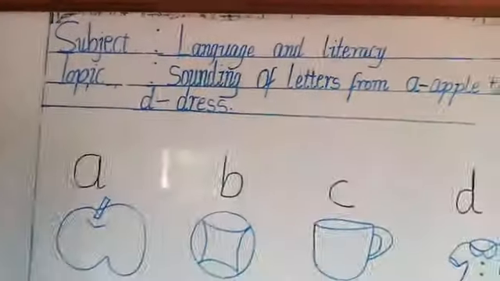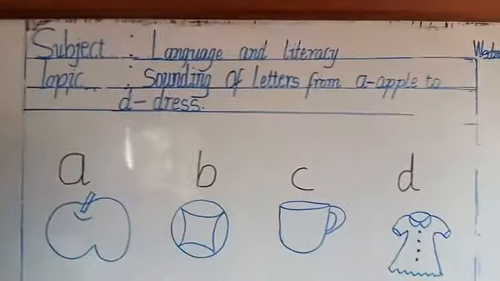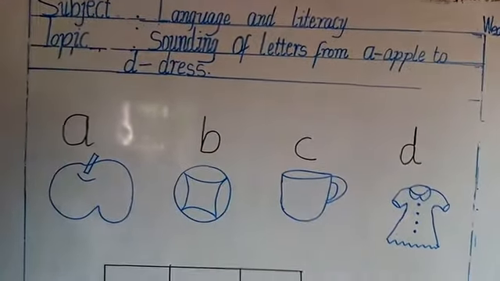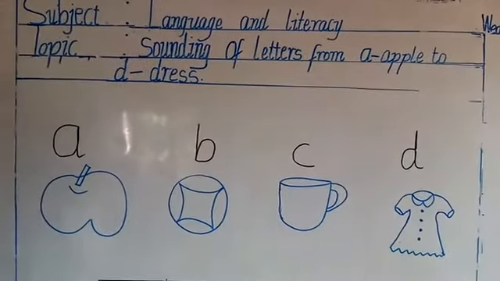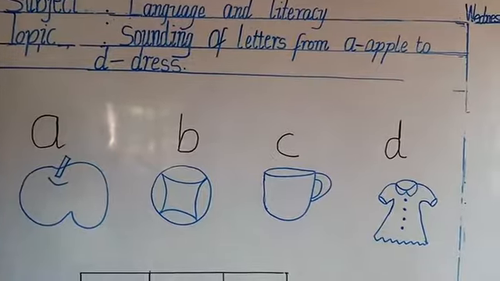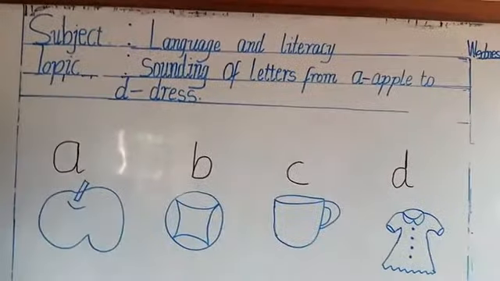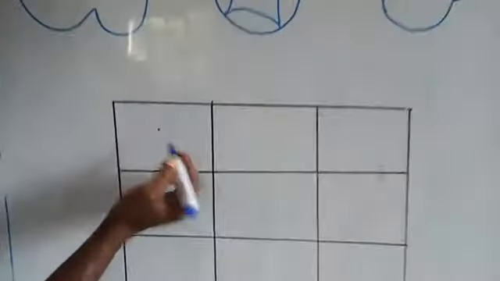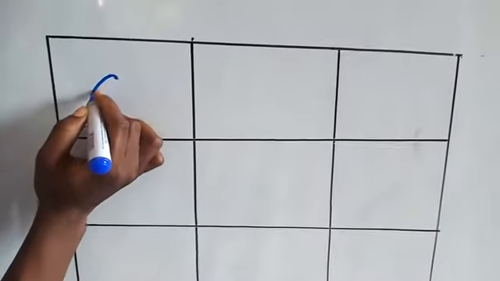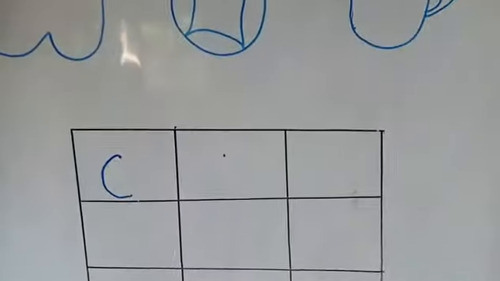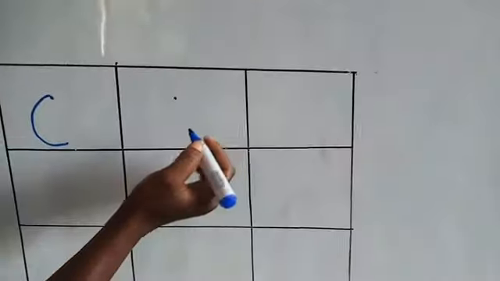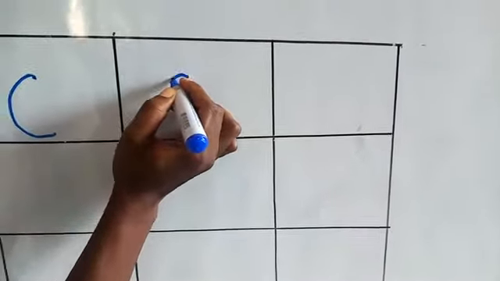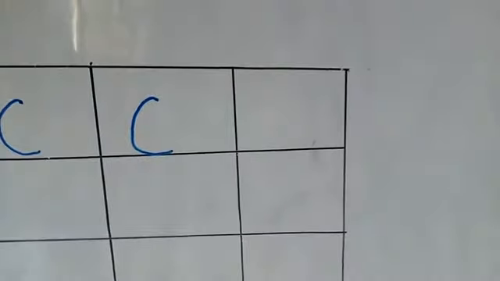Now we are coming to practice how to write our letter K, cup. Good. Now, to write your letter K, cup, you need to create a channel. Then you put your pencil on your channel. You turn to your left, you curve, and come out. Let's do that again. You turn to your left, curve, and come out.